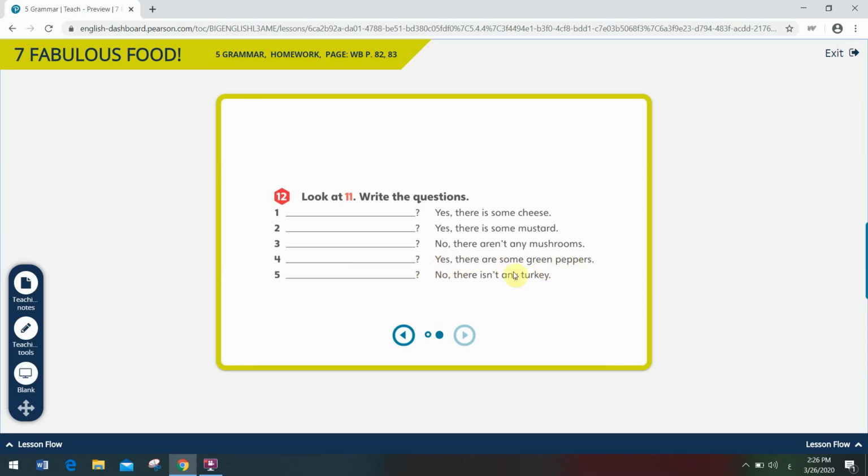The last one here we have no, there isn't any turkey. So no, there isn't any turkey, and you have to decide is or are. Excellent, is. So here we have is, and the question is is there any turkey? Is there any turkey? And the answer is no, there isn't any turkey.